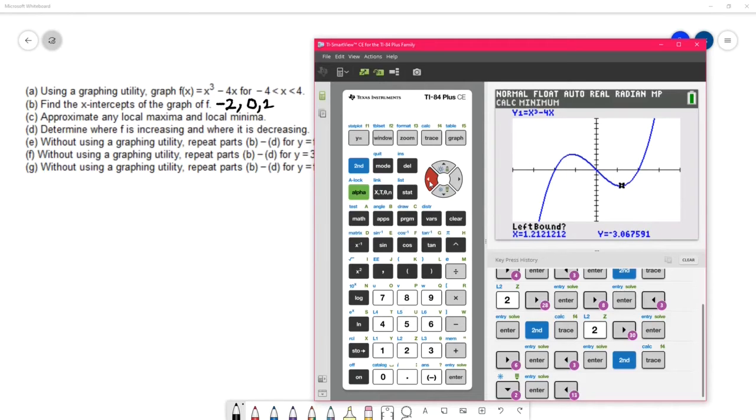We want to make sure we go to the left of that minimum, hit enter, to the right of that minimum, and hit enter. And once again, your calculator uses an approximation technique, so we need to put those boundaries on it, and the calculator will narrow down where that minimum is. So here we have a minimum, and it occurs at 1.15. The minimum value, the local minimum value is negative 3.08.